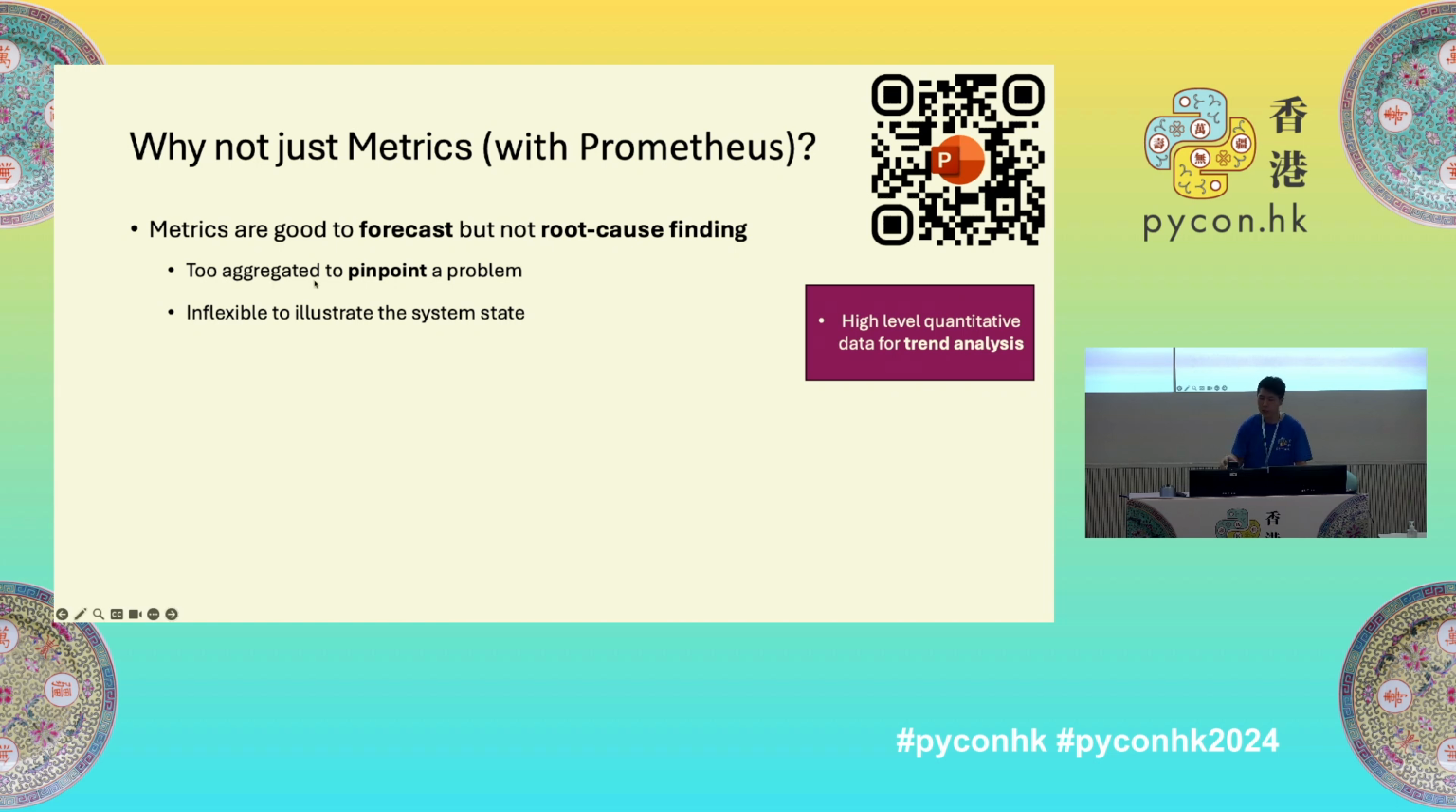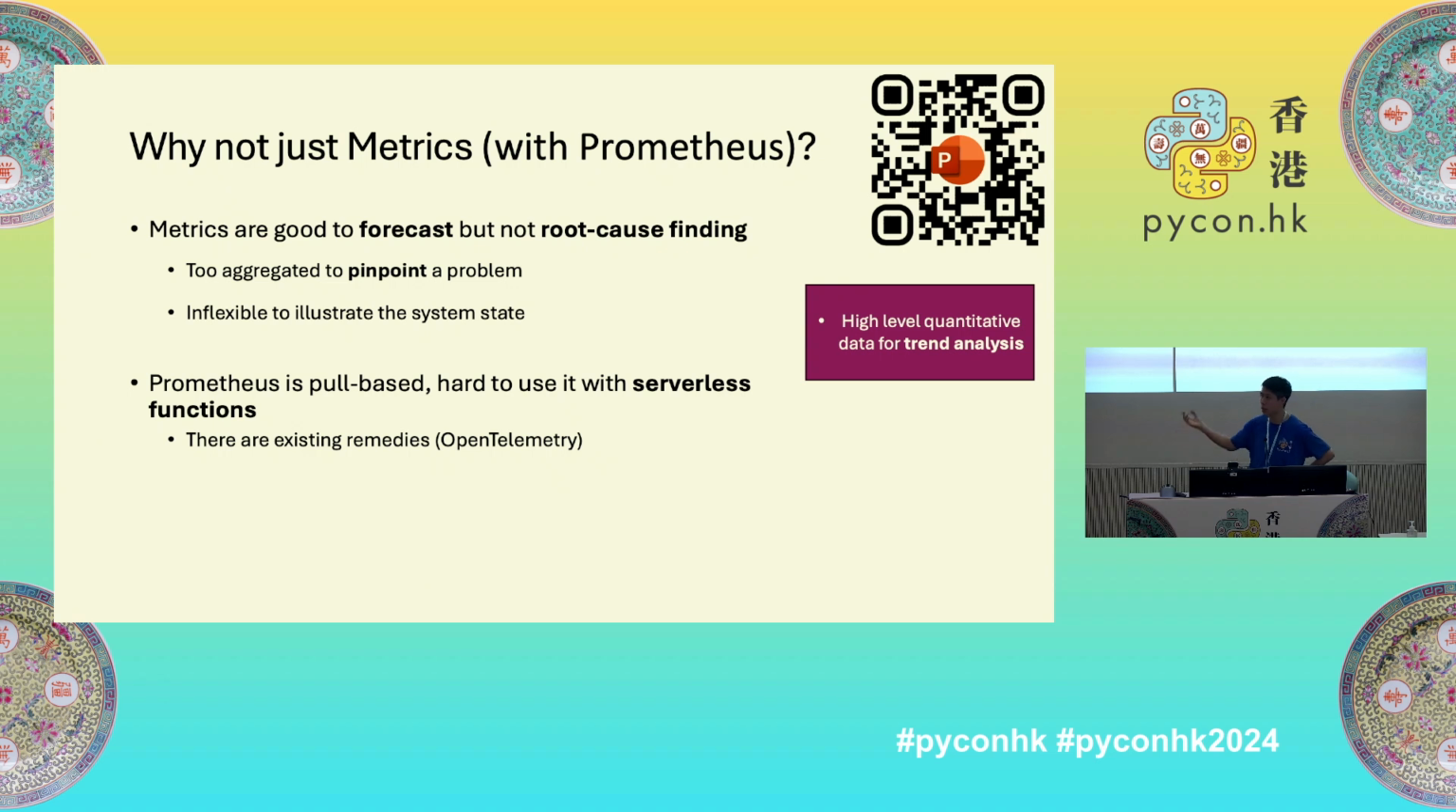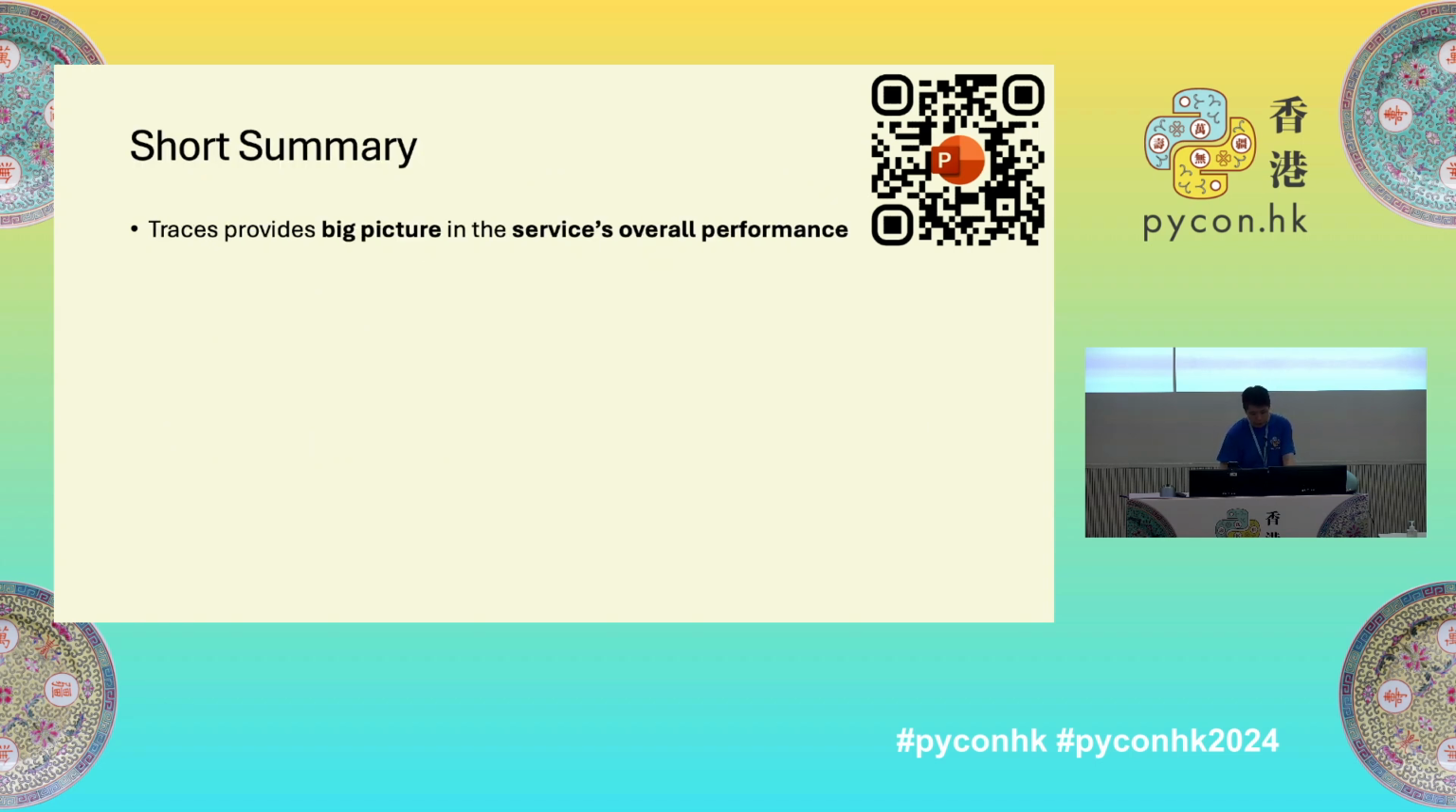So metric is too aggregate for pinpointing a problem, and it's not flexible to illustrate the system state, because it's just a bunch of numbers. And more importantly, it's more about Prometheus itself. Prometheus is pull-based, so if you have tried integrating with Prometheus before, you will find that it's very hard to use with AWS Lambda or GCP Cloud Run, because you need to have a push gateway, and then you just send all the metrics there. If not, then when Prometheus creates your server, it probably just gets killed because of some inactivity.